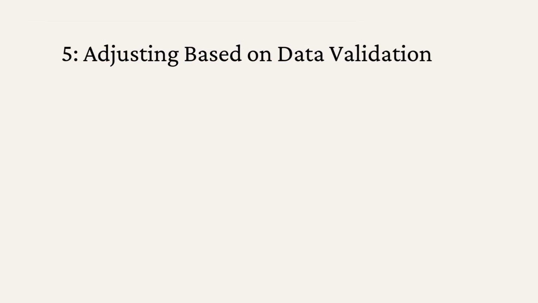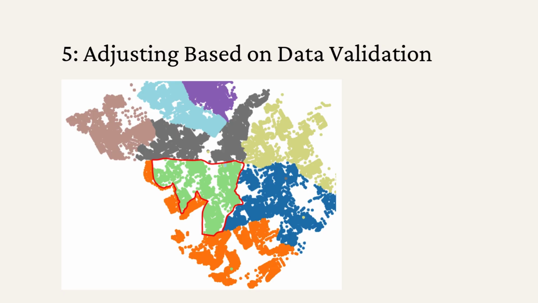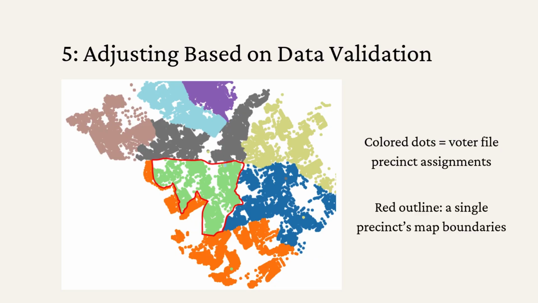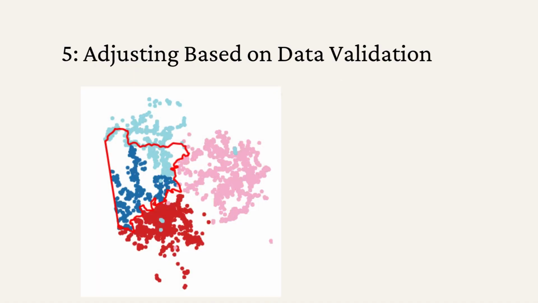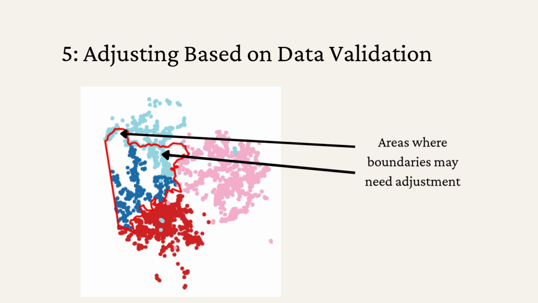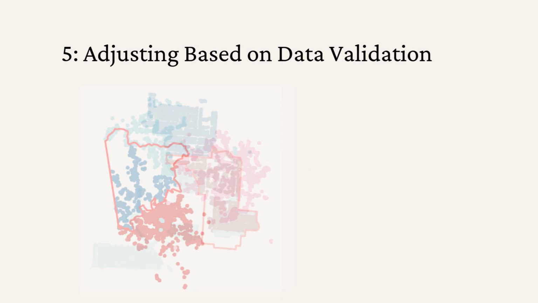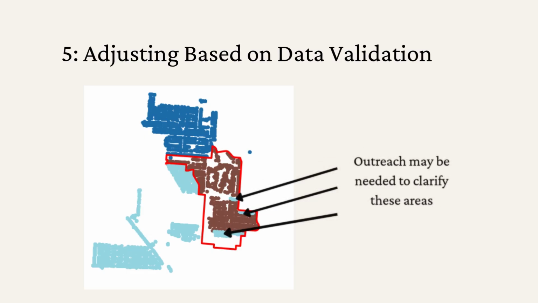Number 5, making adjustments based on validation. After joining the files, the data is validated using voter registration data. Voter registration files contain voters' addresses, which can be geolocated, and their assigned precincts. As a result, we can plot voters according to their assigned precincts to check whether those voters all appear in the correct precinct on the map. During this process, we may see signs that our precinct maps need to be adjusted. Confirming that information typically requires additional outreach to the appropriate local official.